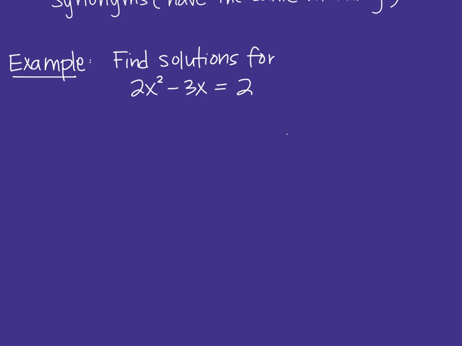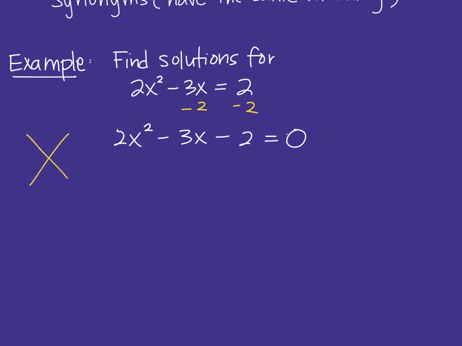So what should I do to both sides? I'm going to subtract the 2. That's going to give me 2x squared minus 3x minus 2 equals 0. So now it's equal to 0. Now I'm going to use factoring. For factoring, you check, do I have a common factor? And if I don't have a common factor, then you go to star. So looking at 2x squared minus 3x minus 2, there is nothing in common between those, and so I'm going to go to star because it's a trinomial.